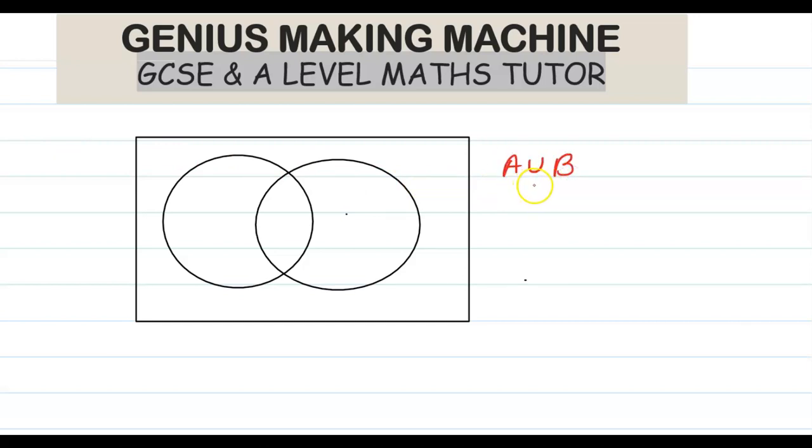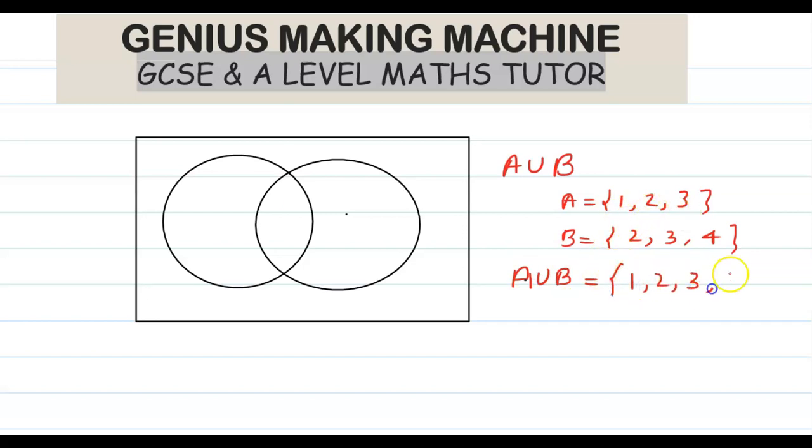A union B means, I can give you one example, like if A has three elements 1, 2, 3, and B has 2, 3, 4. A union B means all the elements of A and all the elements of B without repeating, like 1, 2, 3, and 4. That is A union B. And A intersection B is whatever is common, like 2, 3. So this is the basic difference: union is "or" and intersection is "and".